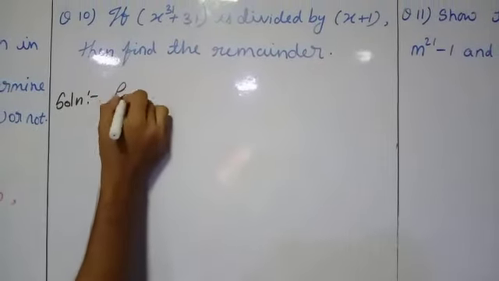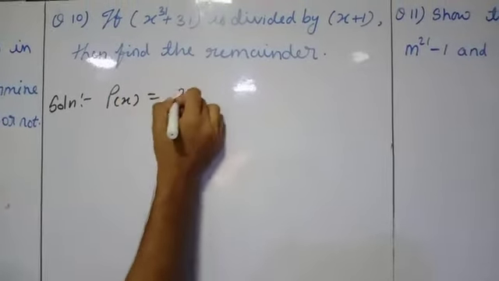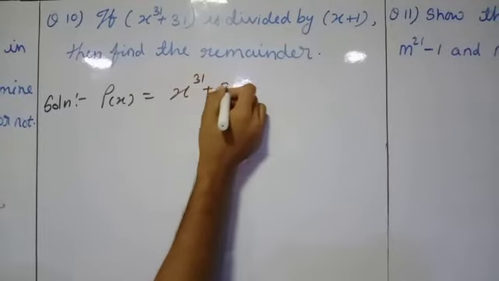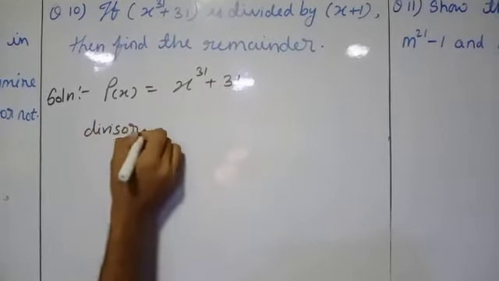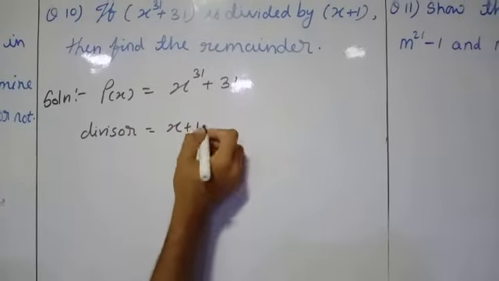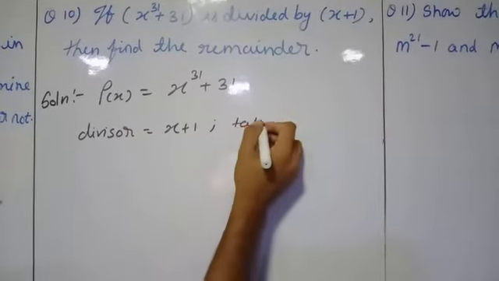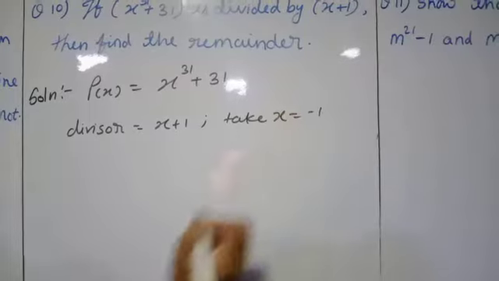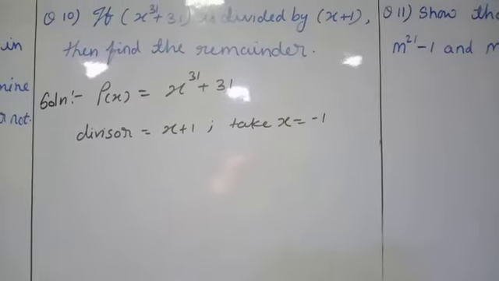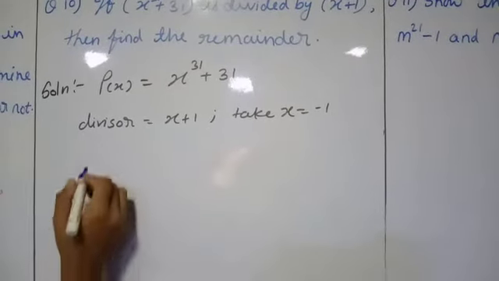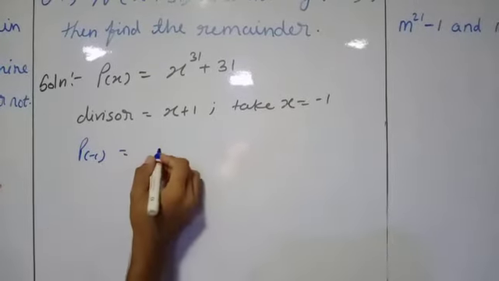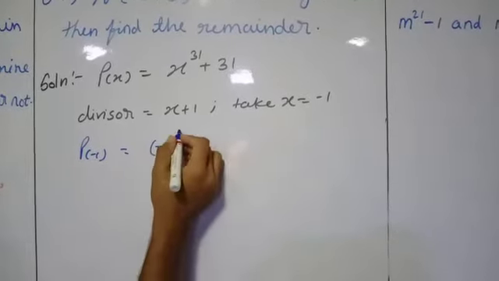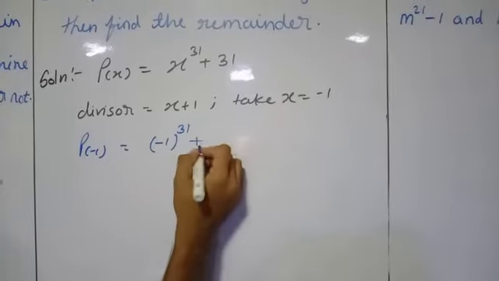We have p(x) is equal to x raised to 31 plus 31, with divisor x plus 1. Therefore, take x is equal to minus 1. Now we have to put, at the place of x, minus 1, so p(-1). Substitute the value of x as minus 1: (-1) raised to 31 plus 31.